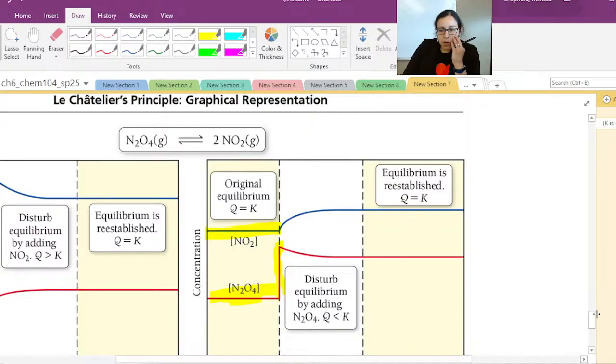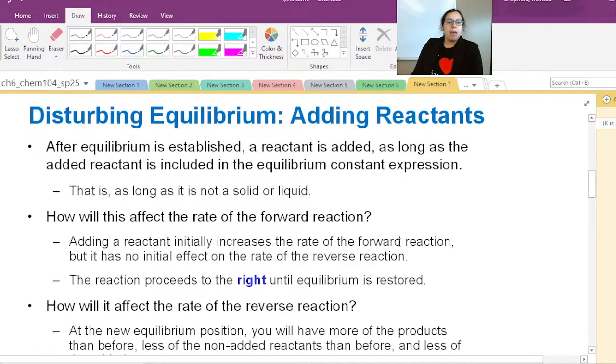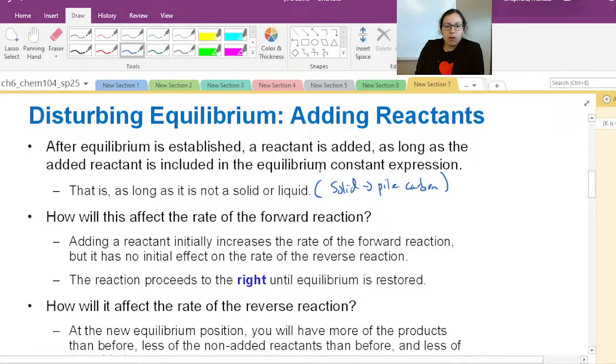Now we can go back to the words for a second, just so we can see what they're trying to explain to us. It says, if a reactant is added, as long as it's included in our equilibrium expression. This is also kind of confusing, because it makes a caveat: as long as it's not a solid or a liquid. What it means by that is if you have a solid reagent, like a pile of carbon, then there's not a concentration. It's just a large pile of stuff, and it's not going to be concentration dependent.